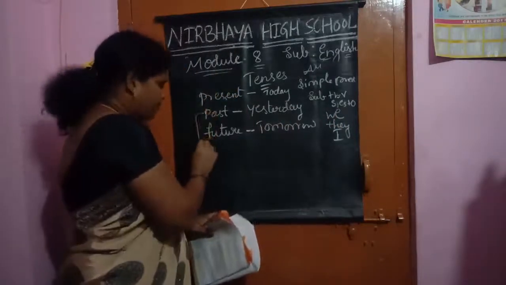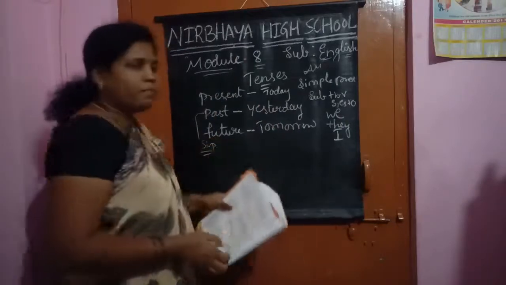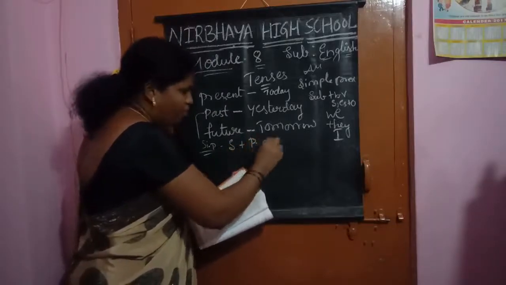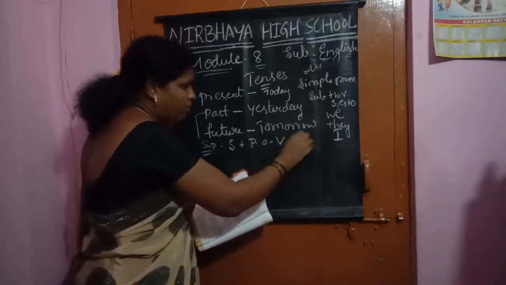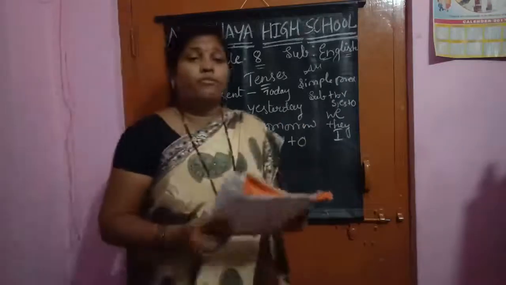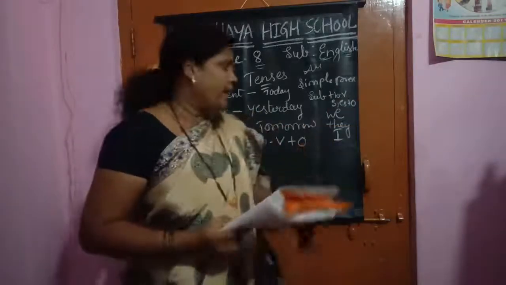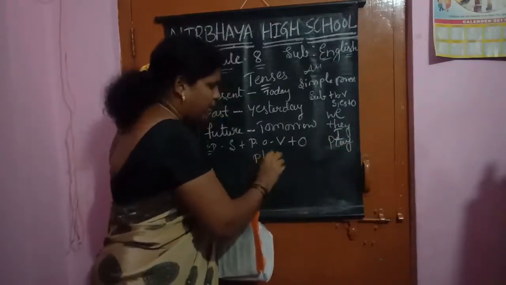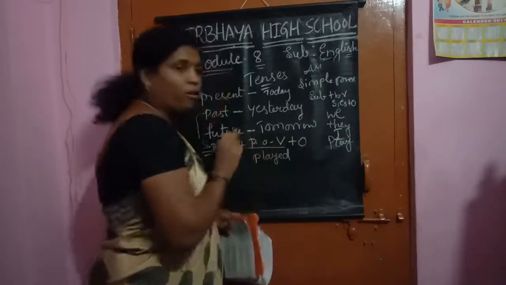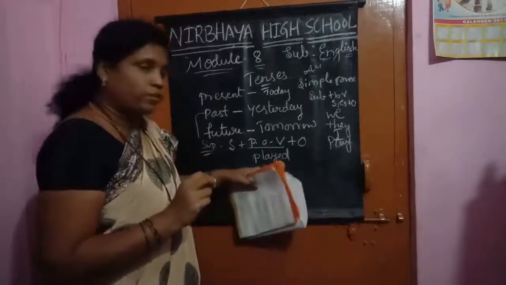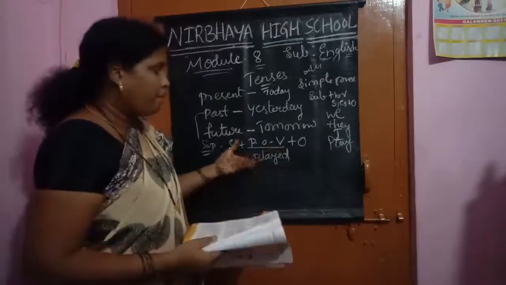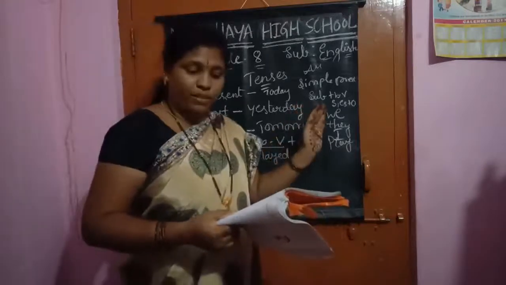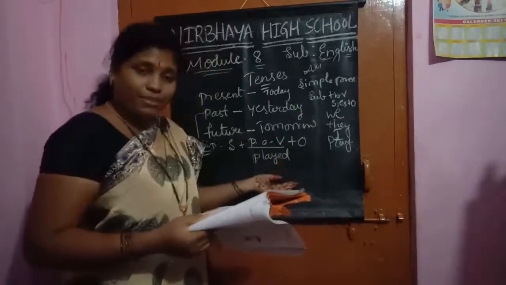What is the simple past rule? See here. Subject plus past form of verb and object. Now here I said play. When we add ed, it becomes the past form of the verb. Past tense of the verb will be played. Here see, I played with my friends. Here I said, I play with my friends. Here I said, I played with my friends.